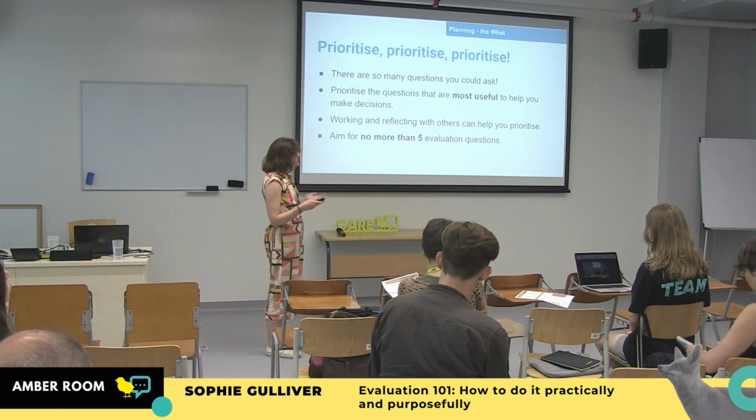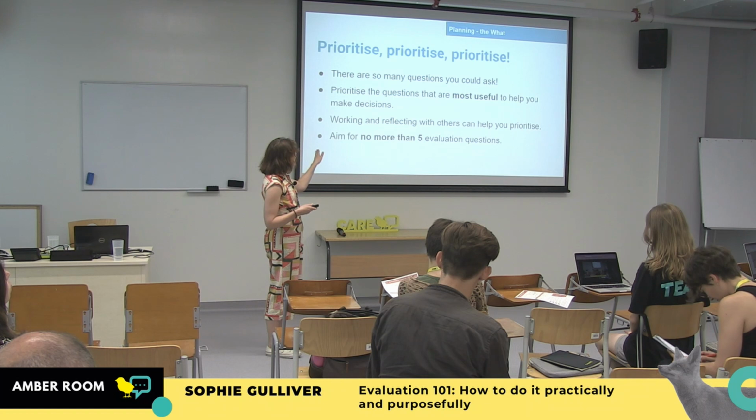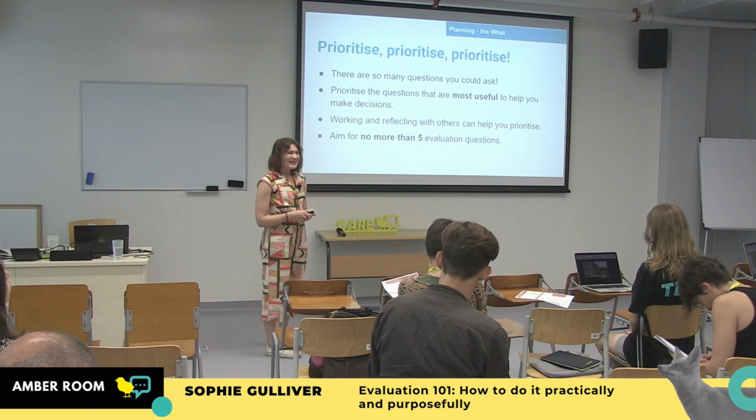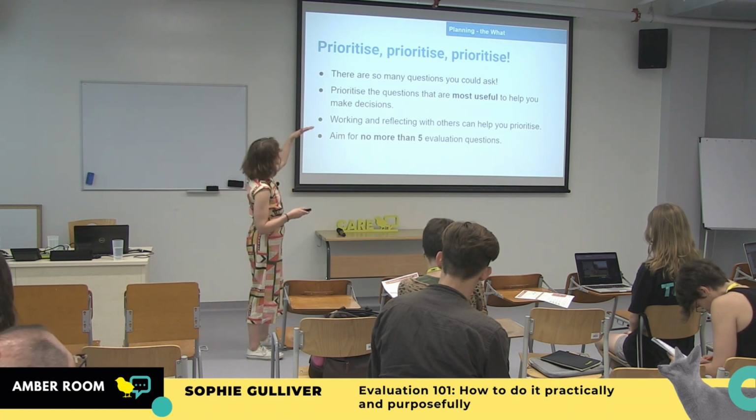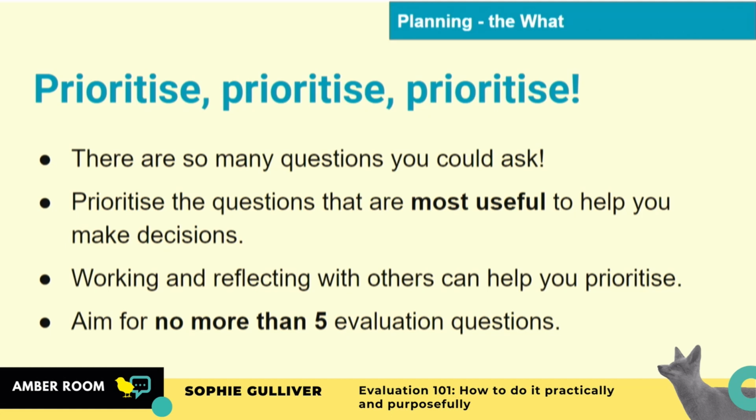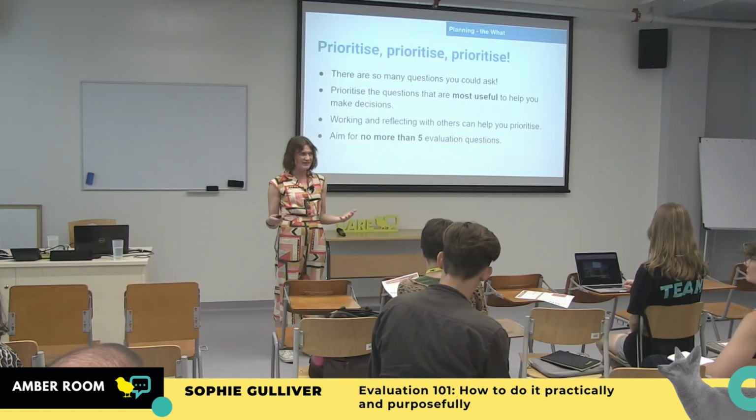So another way you can prioritize is by working and reflecting with others. Evaluation can be very lonely if you do it alone, so it's great to get your team involved. One way I've seen this done is people posting up questions, and then you give people 3 votes, like 3 sticky dots, and people can stick the dots on their priority questions. That way you can get a list of, say, 5 that the majority of your team think are important. And I think 5 is a good number, because beyond that, we're creating a very complex evaluation.